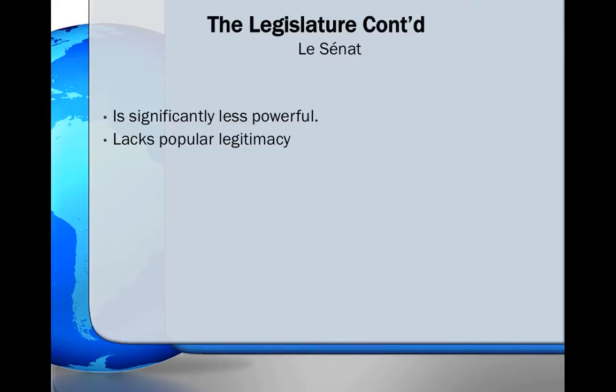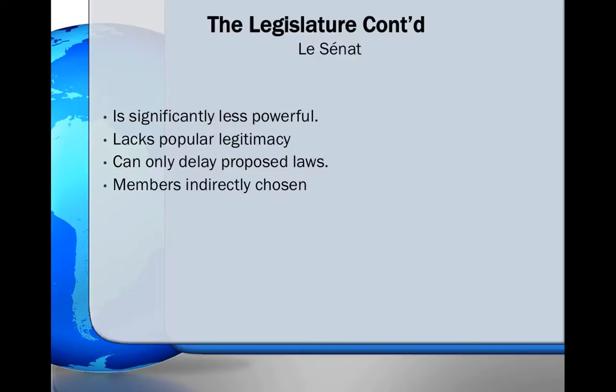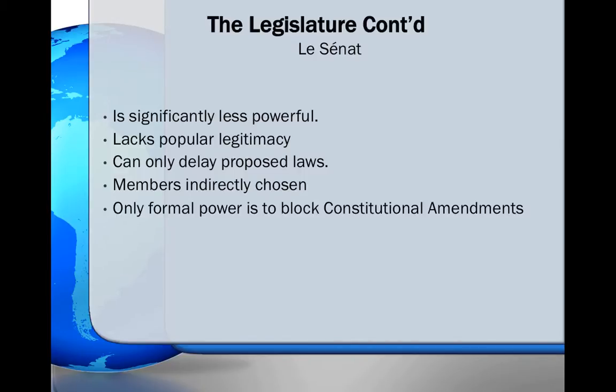The Senate lacks popular legitimacy mainly because it is appointed by regional officials rather than being directly elected. And because of this, the Senate can only delay proposed laws. They don't actually have any authority to prevent bills from being enacted. All they can really do is obstruct. And as I said before, members are indirectly chosen.